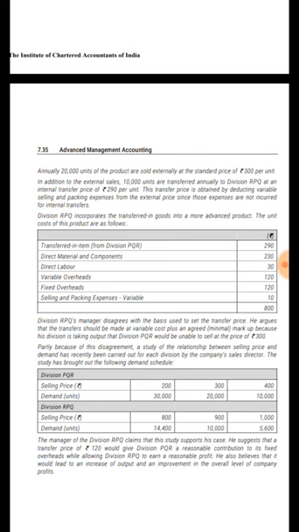Division RPQ's manager disagrees with the basis used to set the transfer price. He argues that the transfers should be made at variable cost plus an agreed minimum markup, because his division is taking output that division PQR would be enabled to sell at the price of rupees 300. Partly because of this disagreement, a study of the relationship between selling price and demand has recently been carried out for each division by the company's sales director. The study has brought out the following demand schedule.